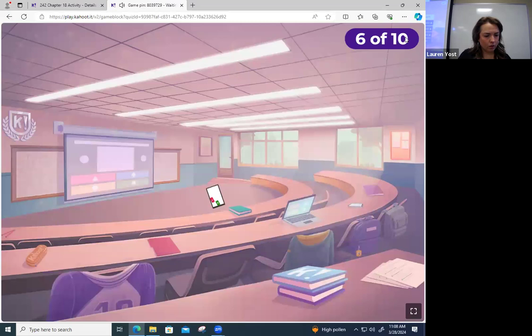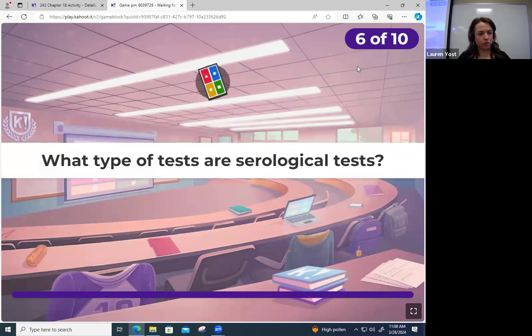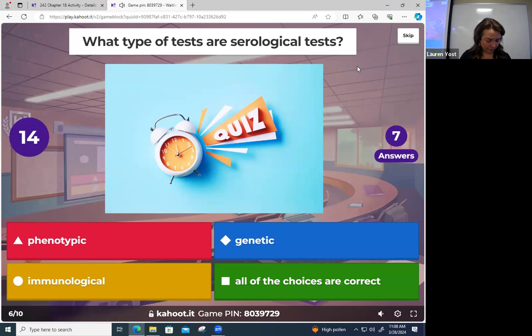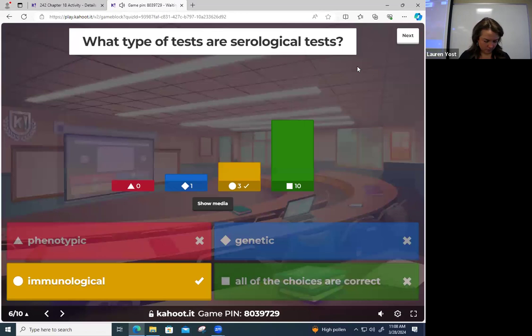So what type of tests are serological tests? Serology deals with the presence of antibody in the blood. When we're talking about phenotypic tests, the tests themselves don't involve antibody and don't involve testing for genetics. For immunological, it has to involve antibody in some way: either you're looking for the patient having it or you're using antibody to find out. And genetic, you are testing the genetics in some way. If it doesn't fall into those others, then it couldn't be all of them.